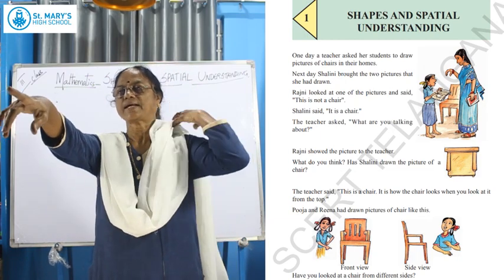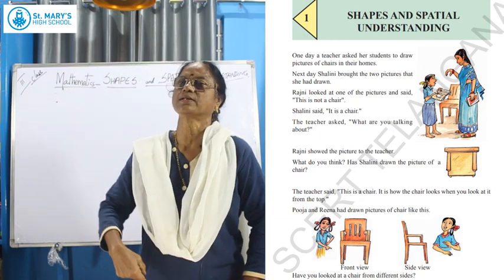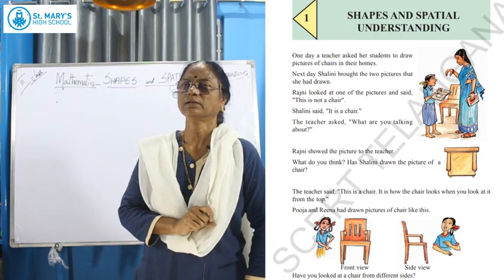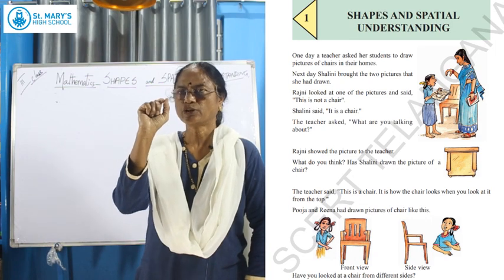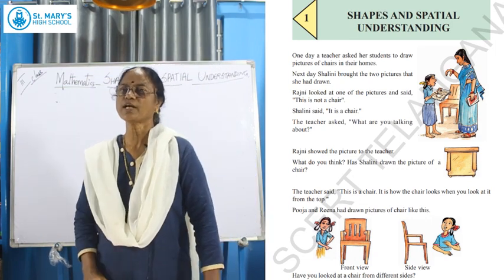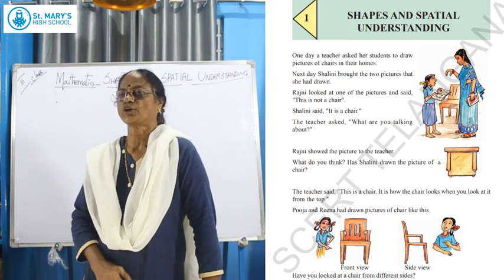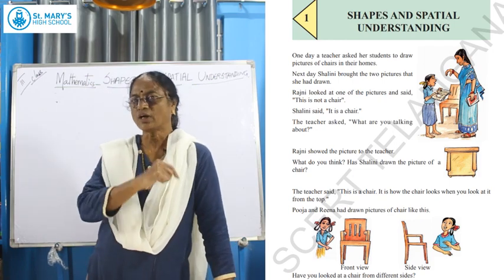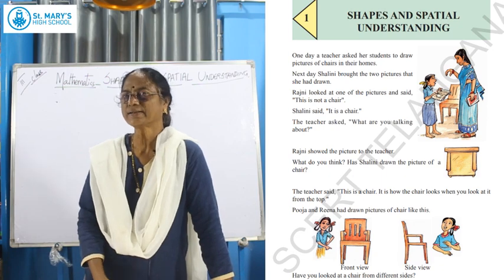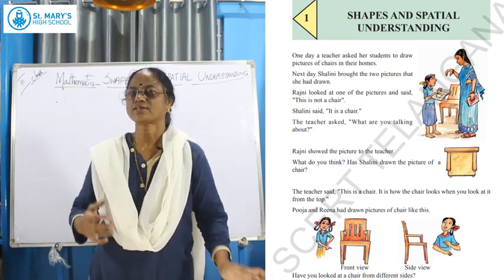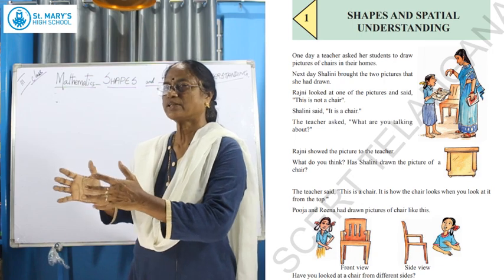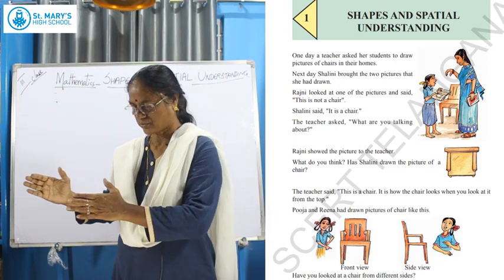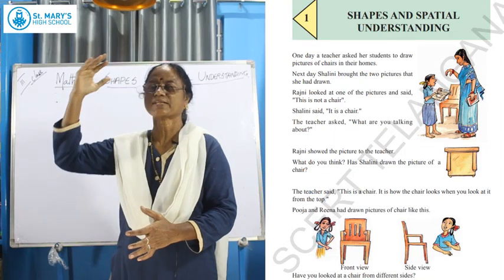So which way? The teacher is standing there and she is asking the girl, her name is Shalini. She gave the girl homework: draw the picture of the chair. Shalini drew a picture. And the teacher said, this is not a chair. Why did she say that? Because a chair has different views. Front view, back view, top view, side view.